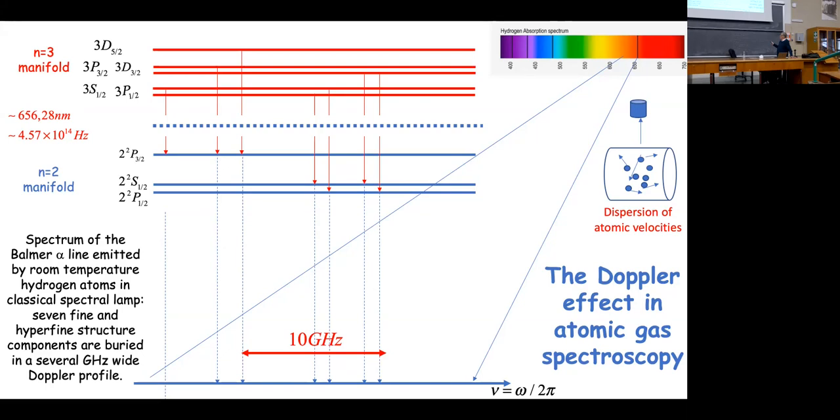And this frequency difference, this gap here, is called the fine structure of the first excited state of hydrogen. And to give you the scale, this is about 10 gigahertz. Then you have, again, the structure in the n equals 3 level.